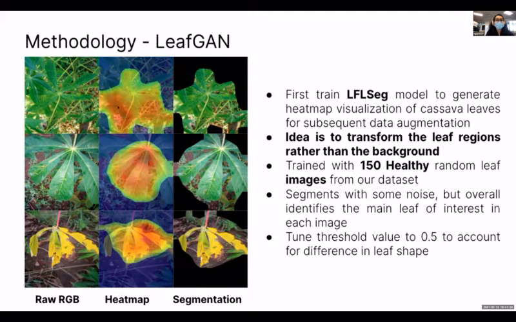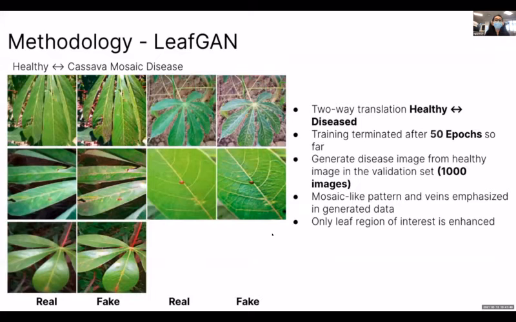So what you're looking at here is the warmer the region, the higher the probability that the pixel is contributing to the leaf region. And from that, we can get a segmented image mask that only has the leaf that we want. As you can tell, it does have some of the background, but it does identify most of the leaf pretty well. And with that, we deploy the LeafGAN model on our masked image.